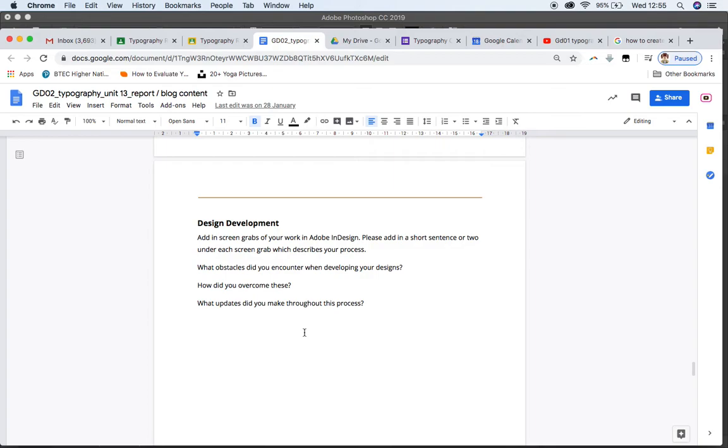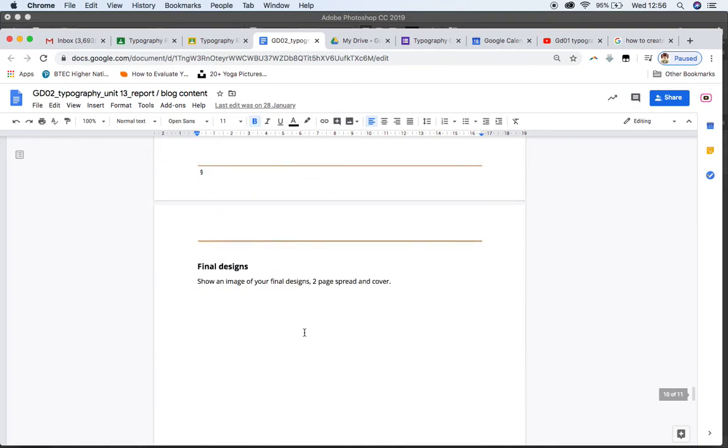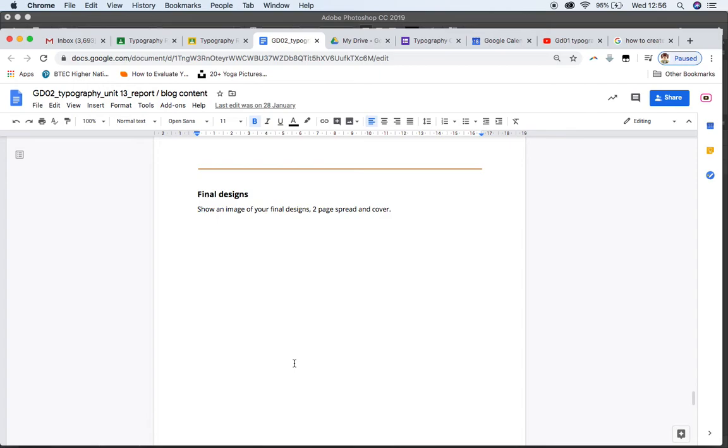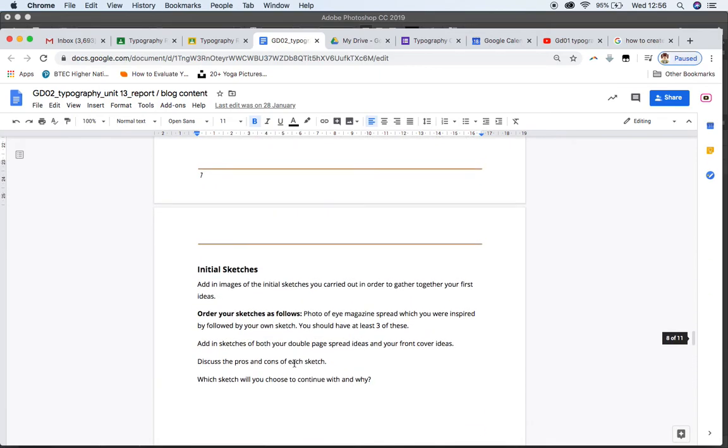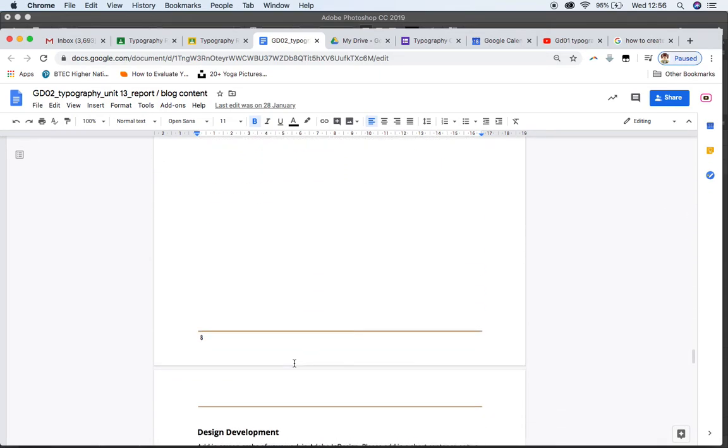What I will also do as well, up in Google Classroom, I'll put a folder up with, some of you put your work up on the wall in the corridor. I'll get those photographs and put them into Google Classroom so you can put them in, I think, for the next bit, final designs.